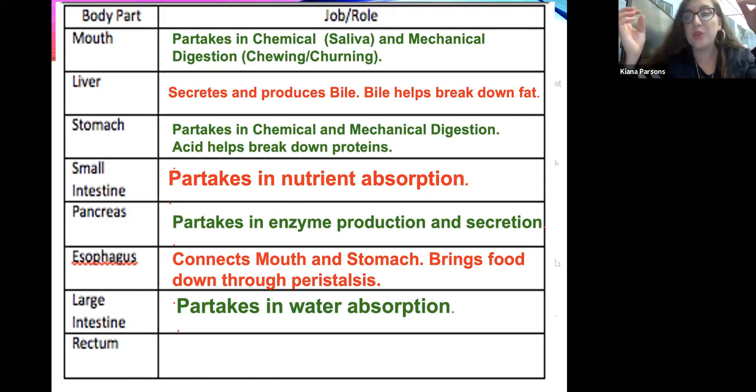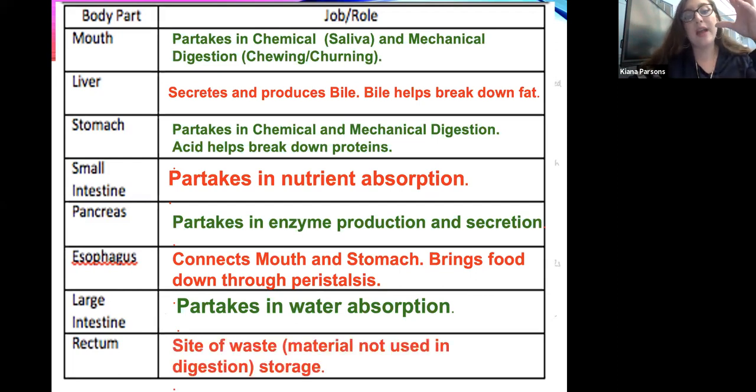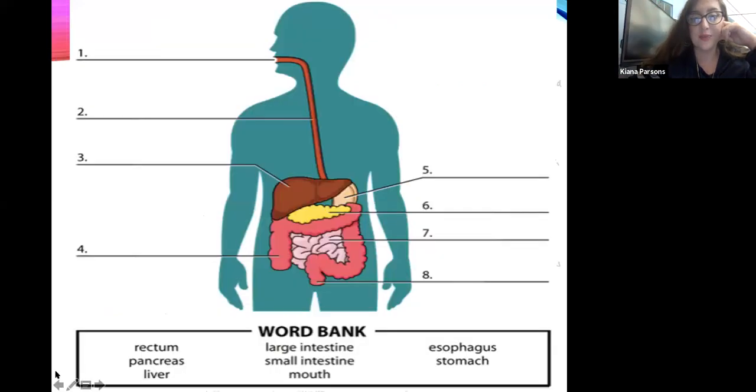The large intestine partakes in water absorption. So water is reabsorbed into the body in the large intestine from our waste, and sometimes water is added back into our waste in the large intestine. And then the rectum is the site of waste, so the material that is not used in digestion, storage, and then just before elimination, so removal of that waste.